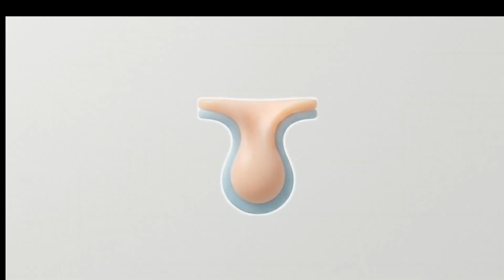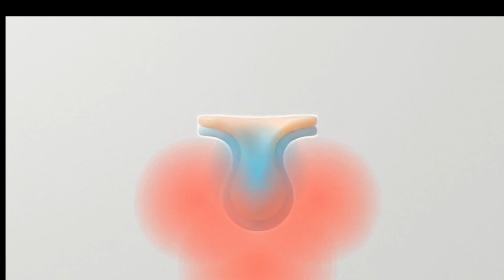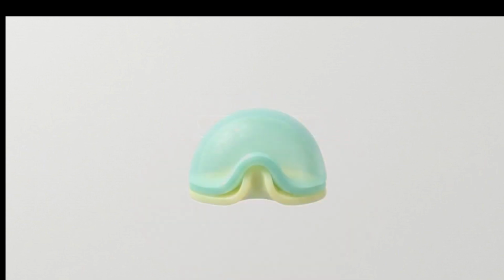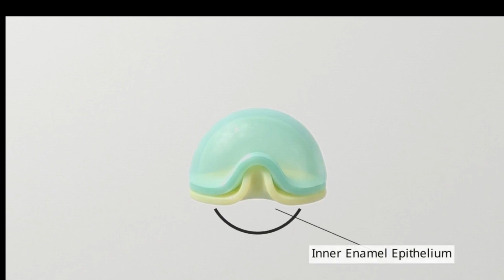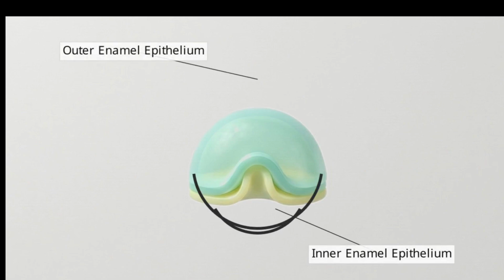This heat map overlay tracks the division rate of the cells. The cells on the outer periphery of the bud are dividing rapidly, while those in the center divide much slower. Growing faster at the edges, the structure buckles, folding the bud into a cap. This cap establishes three epithelial layers: an inner enamel epithelium lining the depression, an outer enamel epithelium on the exterior, and a central mass called the stellate reticulum.